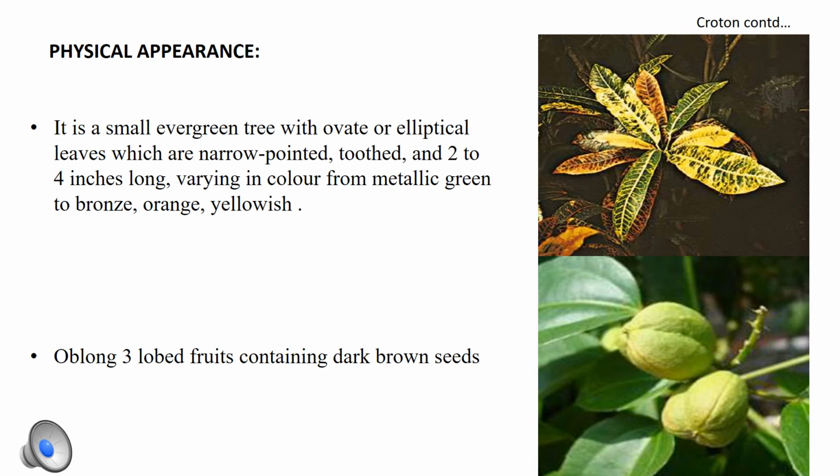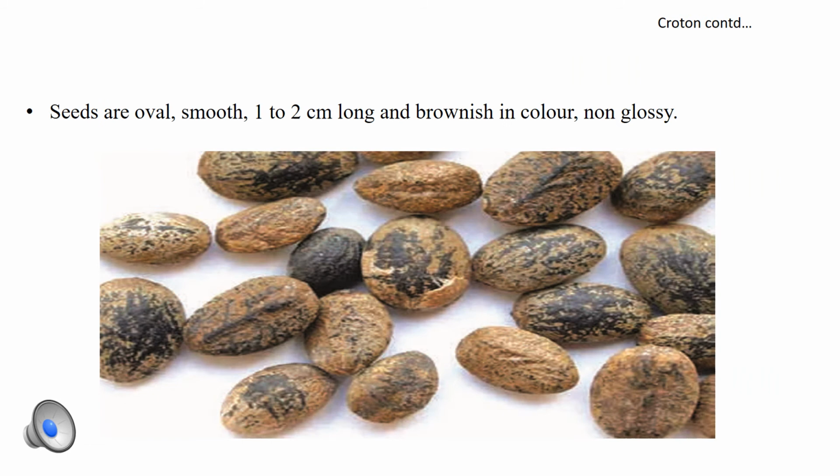So this is what the croton plant looks like. The leaves are long, oblong shaped, tooth pointed, 2 to 4 inches, with varying color. It looks metallic in color. Then there is a fruit. The oblong fruit is usually 3-lobed. You can see in the picture it contains dark brown seeds. These are the seeds, which are the poisonous part of the plant. The seeds are oval and smooth.